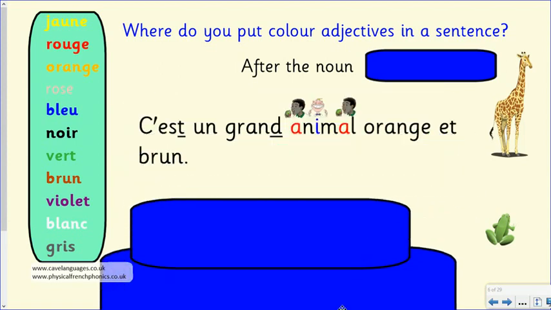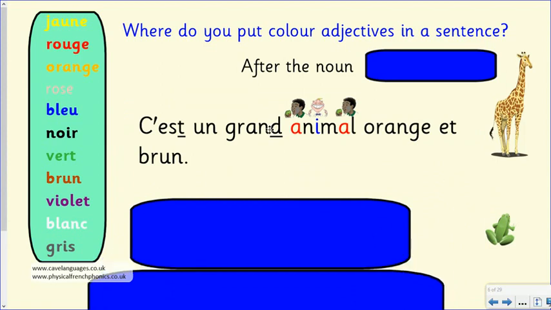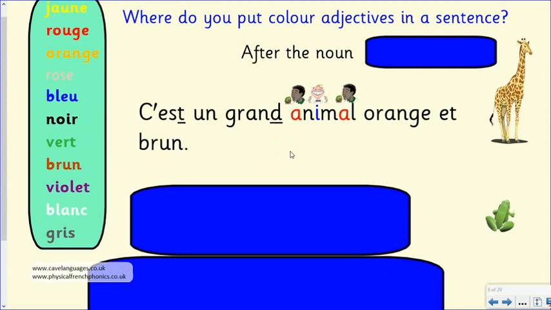C'est un grand animal orange et brun. Size adjective in front of animal, the noun, orange and brun after. Because animal is masculine, we don't need to do any changes to the size adjectives or the colour adjectives. Remember, adjectives have to be best friends. Well, it's masculine, the noun, so no change for the adjectives.